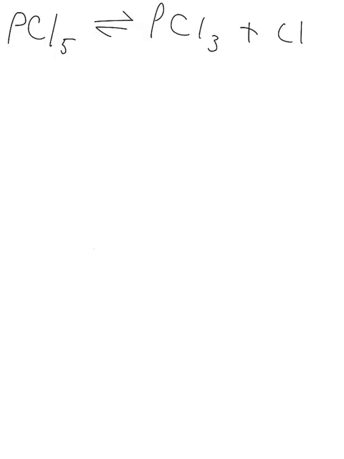Now we have phosphorus pentachloride decomposing into phosphorus trichloride and chlorine. And step 1, you try to have the equation first, right? And then we set up the initial concentration.